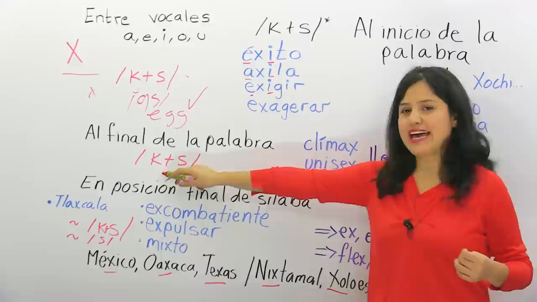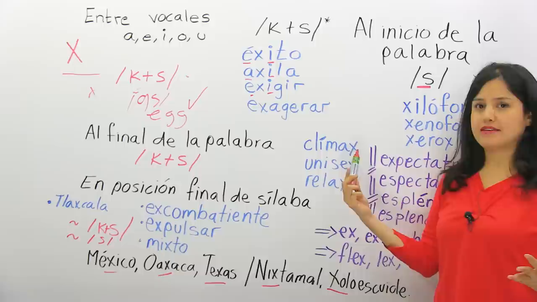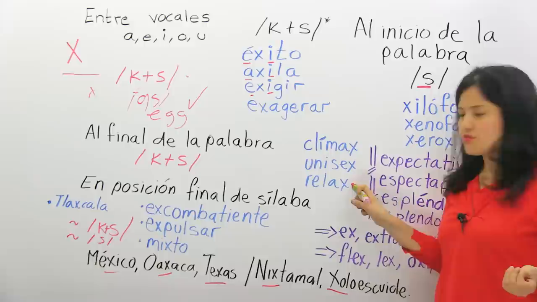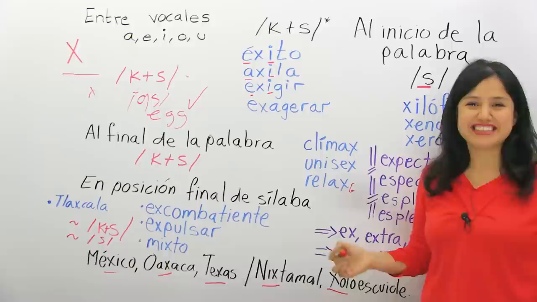Por ejemplo, climax, unisex, o relax. Sí, este es un anglicismo. It's an English word that got into Spanish. So now you can find it in the dictionary and you pronounce it relax.